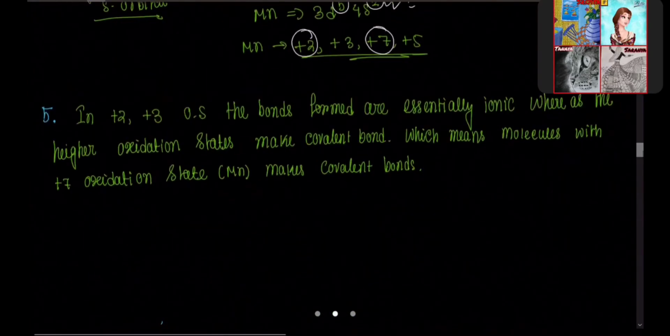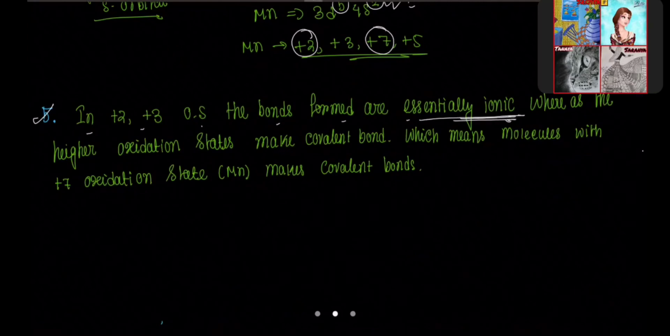In +2 and +3 oxidation states, the bonds formed are essentially ionic. You know that because +2 and +3 oxidation states are easy to get. You can take out the electrons easily. That's why they are essentially ionic. But for the higher oxidation states, they are covalent.